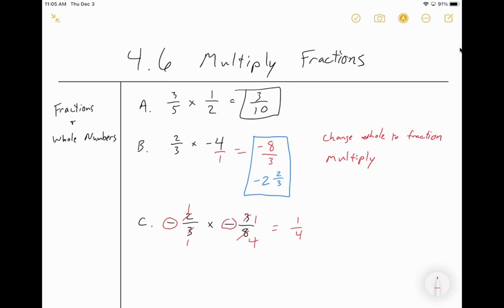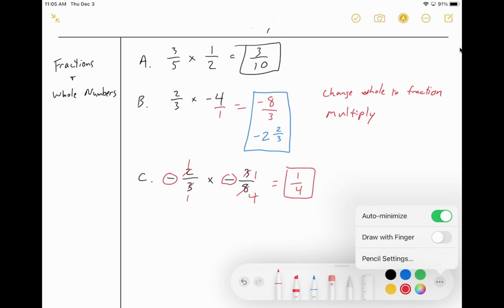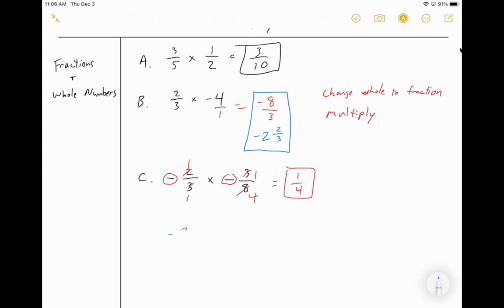Does that make sense? Okay. Now, let me show you what happens if you were to do it the other way. The other way you could do this is if you cancel at the very end. If you cancel at the very end, you end up like this.